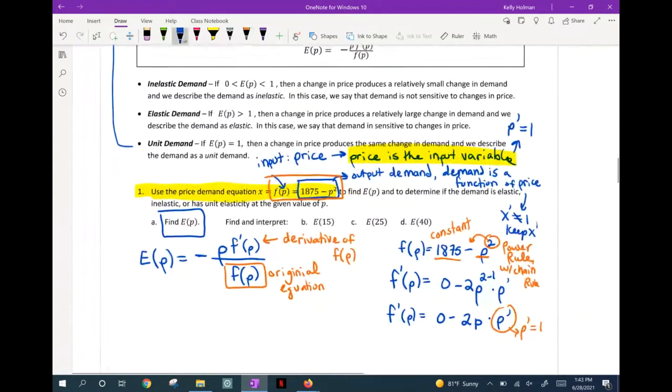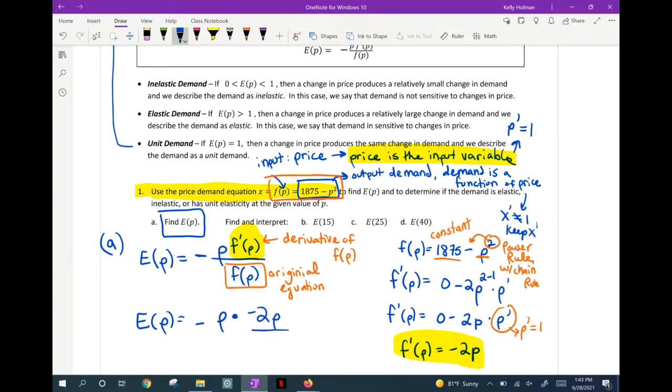Okay, so here we go. What is my derivative? It's really just going to be minus 2p. So that's calculus you've already seen. We're just using it in a different way. What we just found, f prime of p, is going to go in the numerator up here. So let's plug it in. Let's find my E of p rule. This is part A. So E of p, what is that? It's going to be negative p times the derivative we just found, which was negative 2p. That was that derivative.